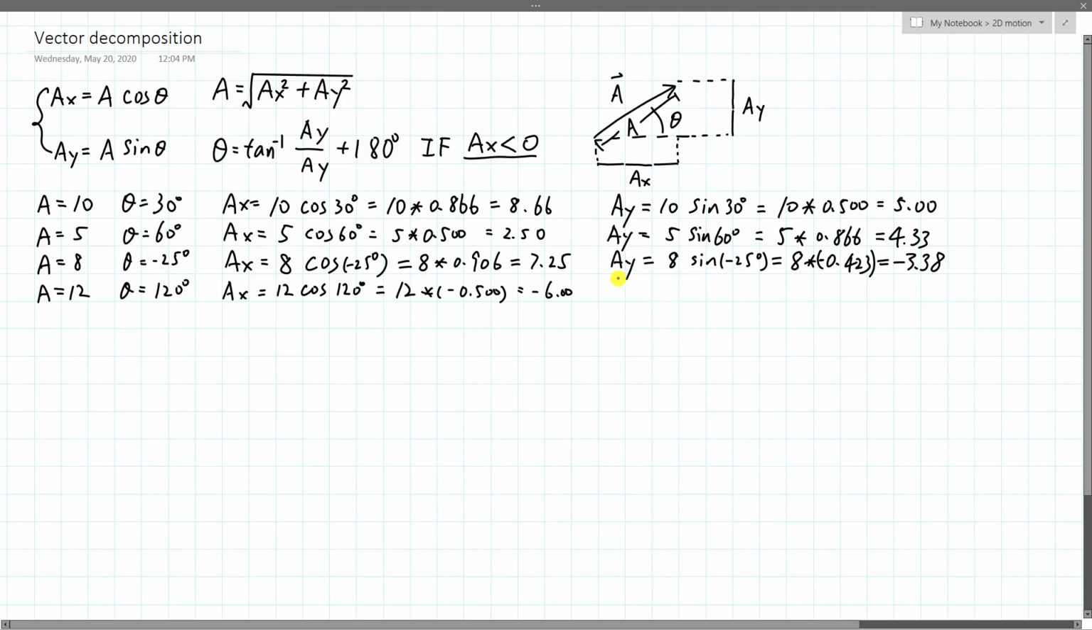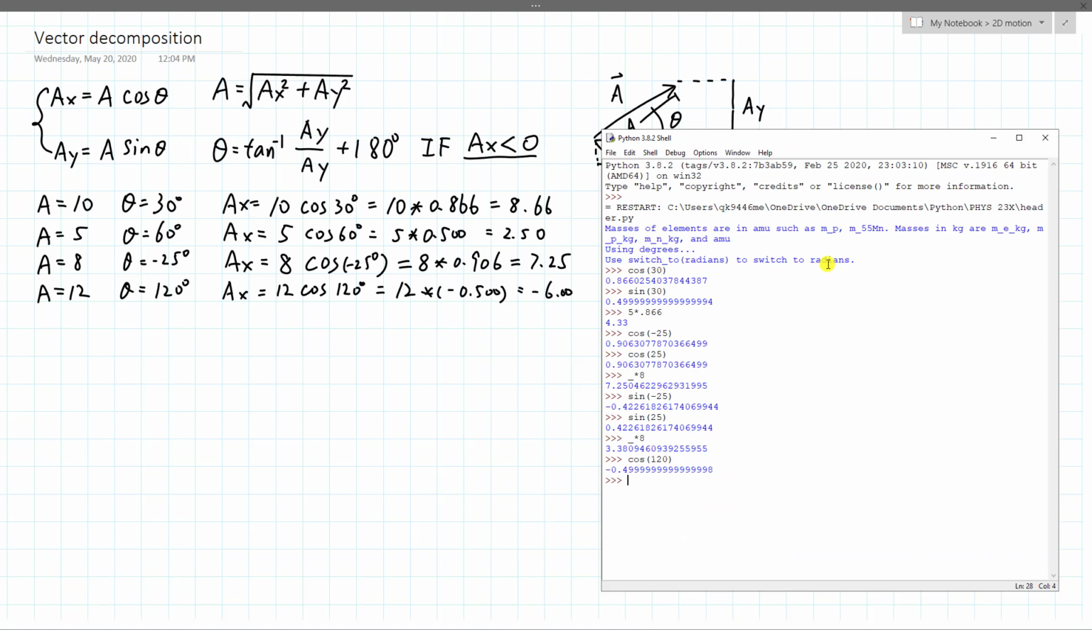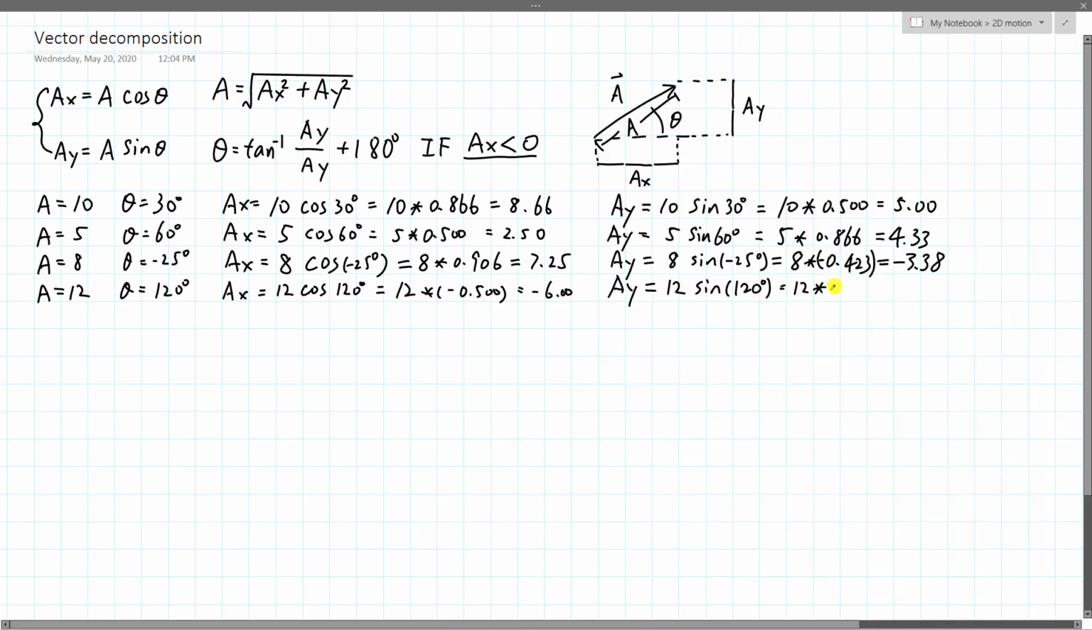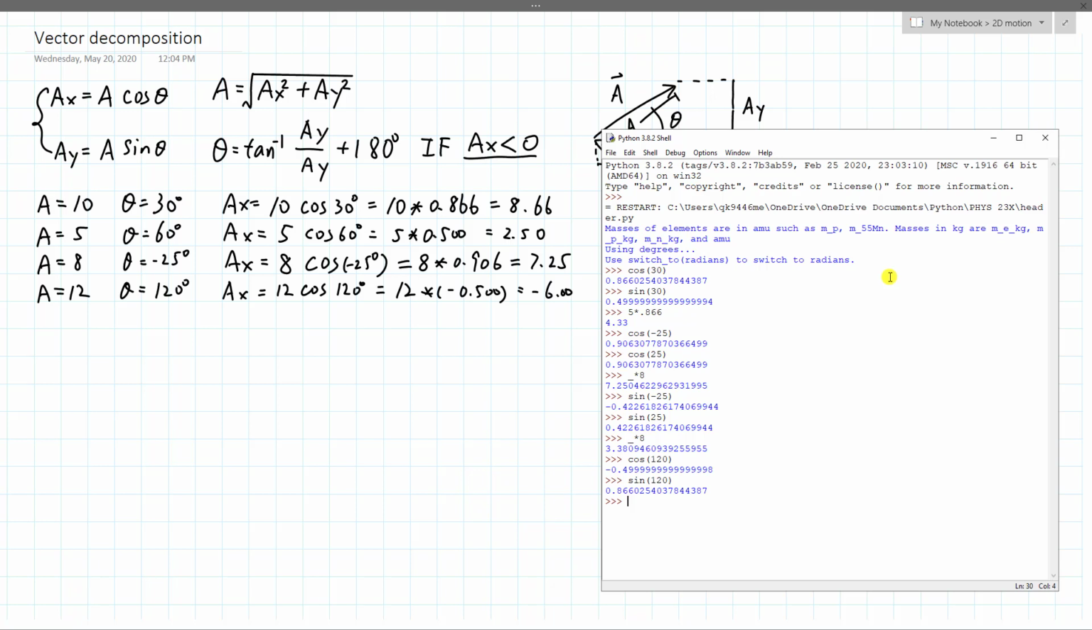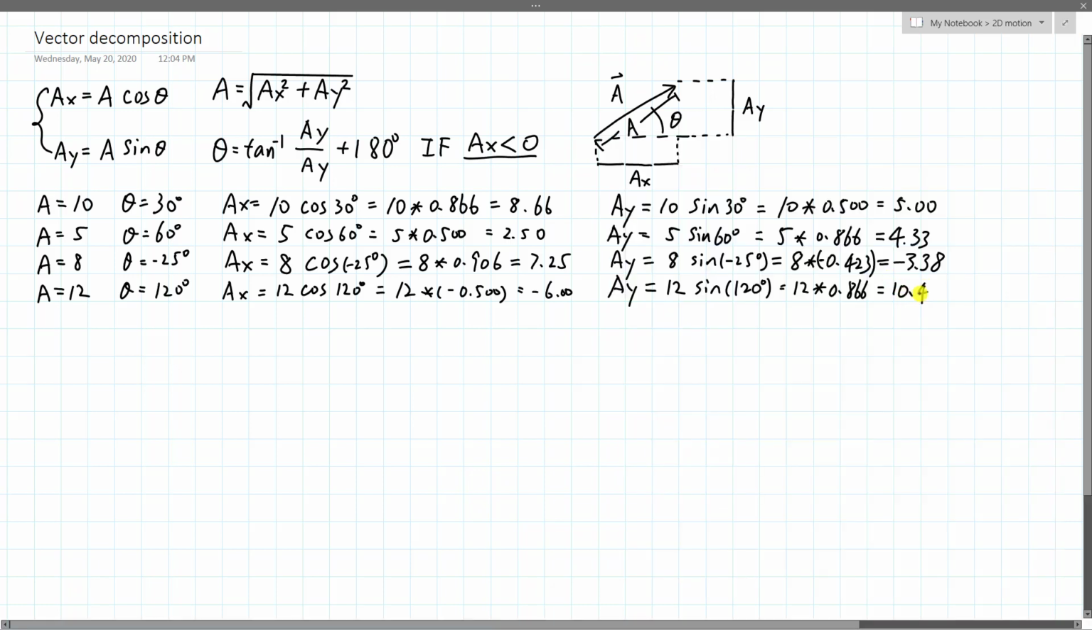Okay, so back here, Ay is 12 sine 120 degrees, and this is 12 times sine 120 degrees, 0.866. All right, that seems familiar, right? So multiply the two values together. Previous answer times 12. That gets us 10.4, 10.39, right? So 10.4.